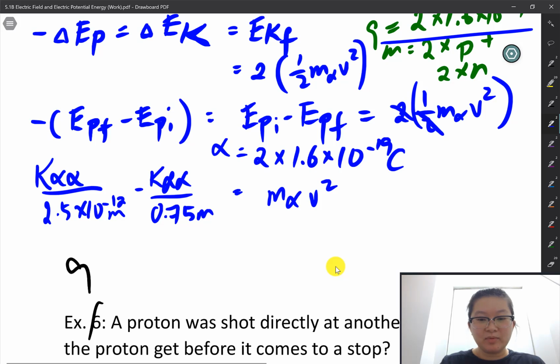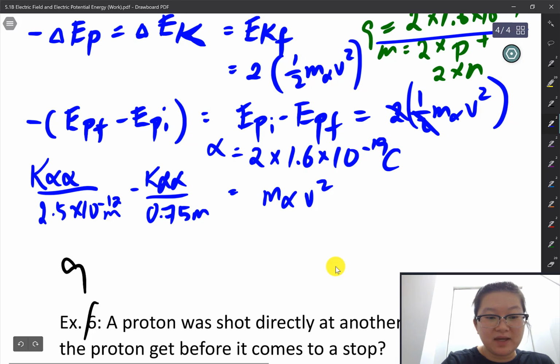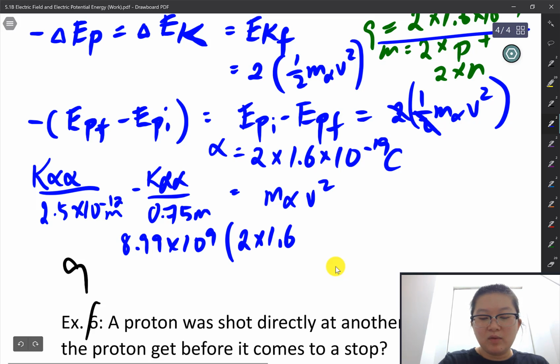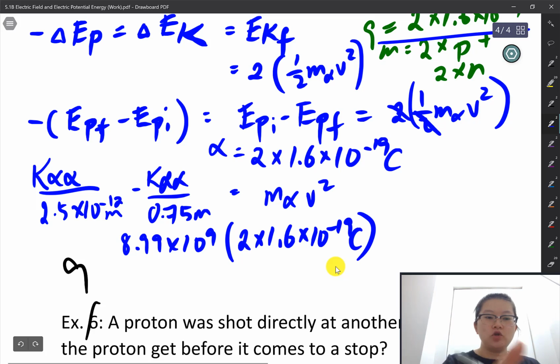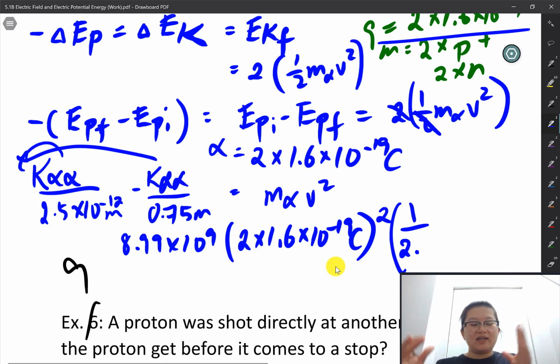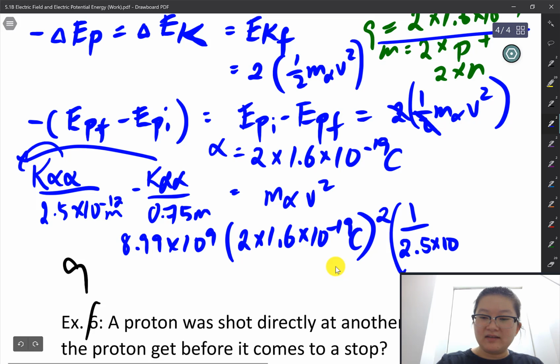So let's put in all our numbers, or let's calculate at least the left side first, just to make it look nicer. I have 8.99 times 10 to the power of 9, and my alpha particle is going to be 2 times 1.6 times 10 to the power of negative 19 coulombs. Since I have 2 of them, I'm going to say that squared. I'm going to actually say it this way: this multiplied by 1 over, and I've done this in a previous example, I just factor out these two on the outside. So I get K alpha alpha times in brackets 1 over 2.5 times 10 to the power of negative 12 minus 1 over 0.75. Okay, yeah, the math looks kind of ugly.